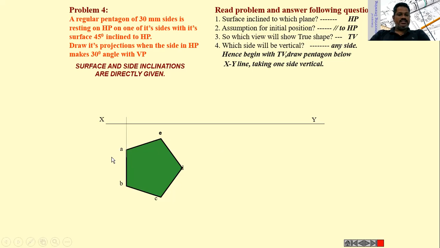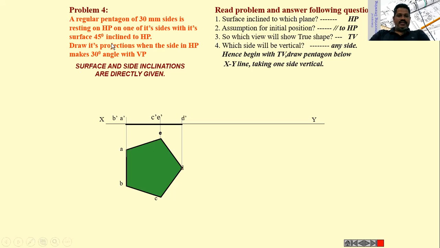Then project these points up because the surface is parallel to HP. The top view is the true shape. The front view is a line like this. So when you see the pentagon from the front, it looks like a horizontal line like this. Then name those points as A dash, B dash, then C dash, E dash, then D dash like this.